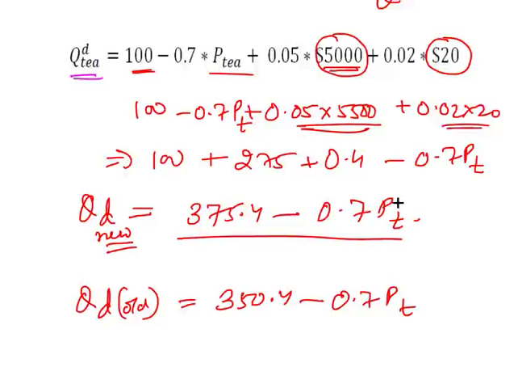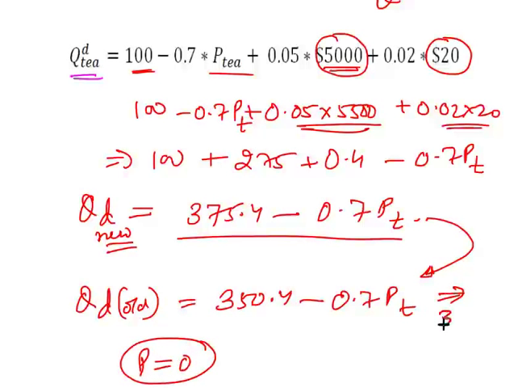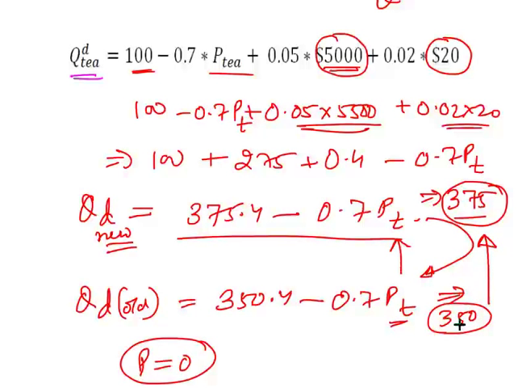Now, if you see the difference between these, assume that the price is 0. Earlier you were demanding 350 products. Now when the price is 0, you have started demanding 375. So for the same level of price, you are seeing that there's an increase in demand.